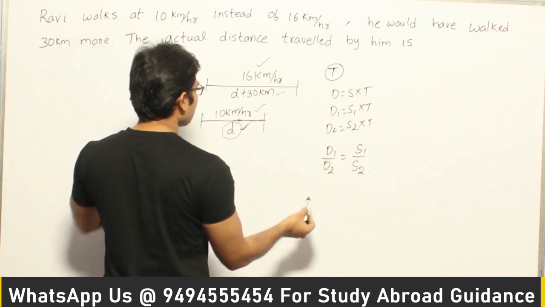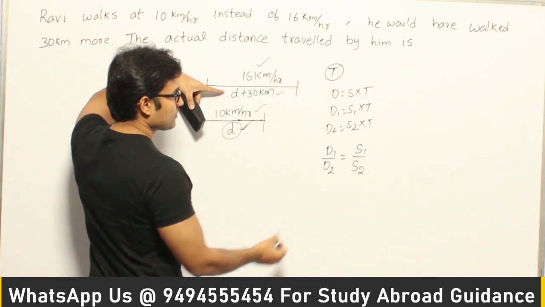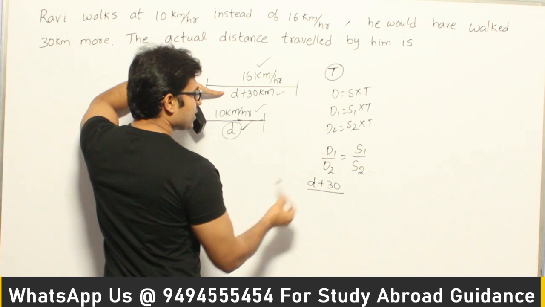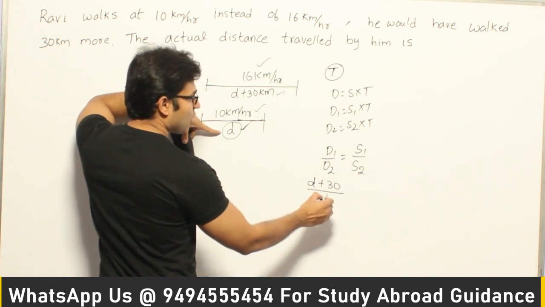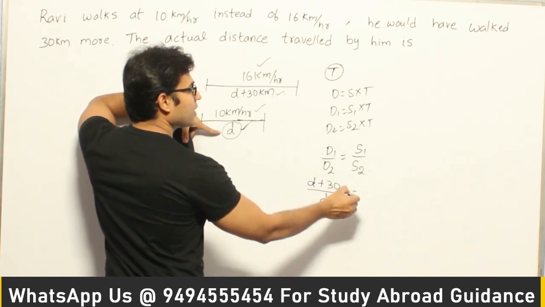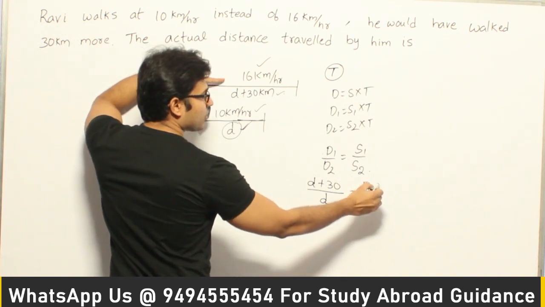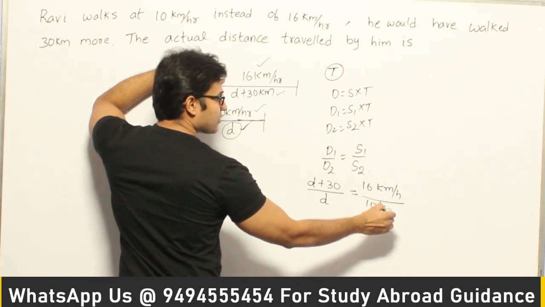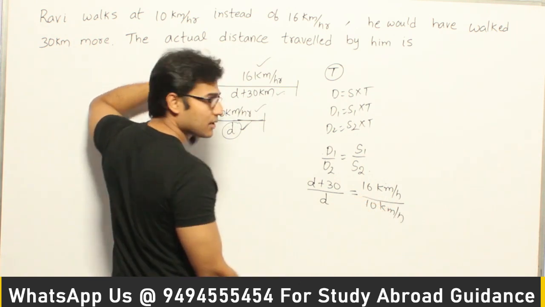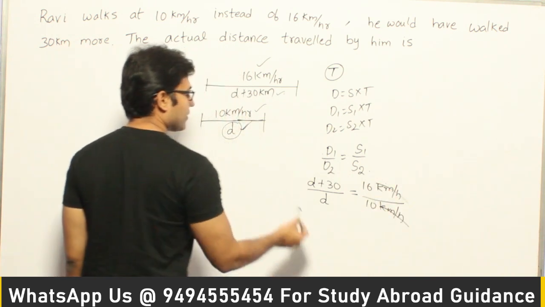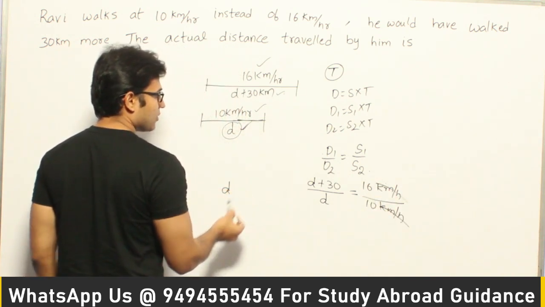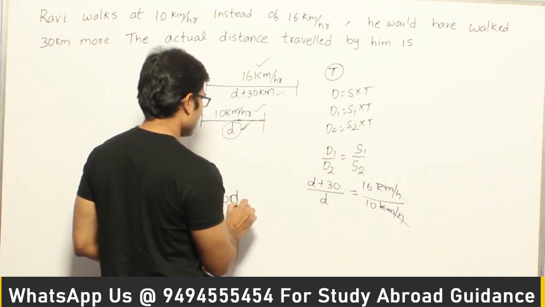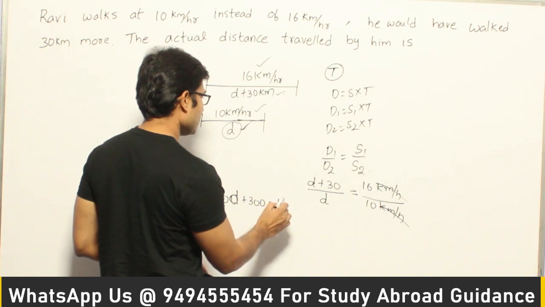So what is d1? If you assume that this is the first case, then in the first case he would have walked for d plus 30 kilometers, but then he had actually walked only d kilometers, right? When he would have walked at 16 kilometers per hour, which was his capability, but he walked at only 10 kilometers per hour. This is what actually happened, right? So now this one and this one, if you cancel it out, you are going to get 10d plus 300 equals 16d.